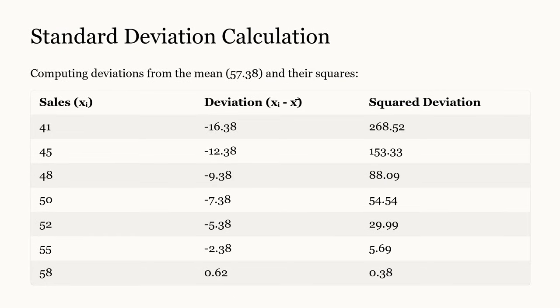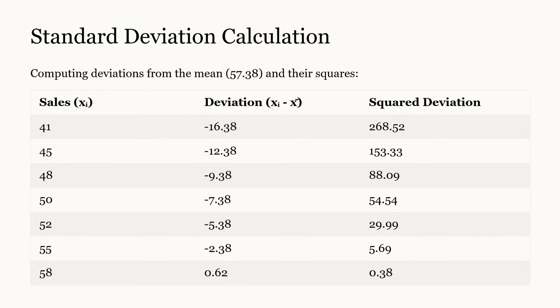Similarly, from each of the values like 45, 48, 50, 53, we will be deducting the mean value, that is 57.38, and all the obtained values we will write in the column of mean deviation. That comes to minus 16.38, minus 12.38, minus 9.38, and so on. Once we obtain all the mean deviation values, we will square each of these values. So for the first mean deviation, which is minus 16.38, the squared value is 268.52.